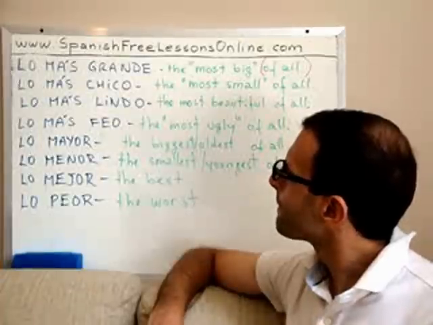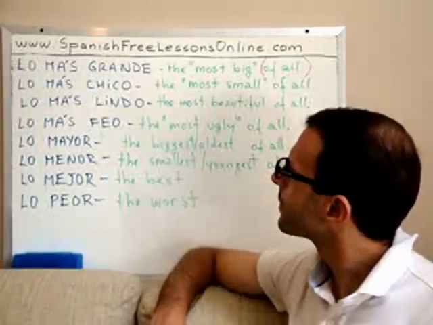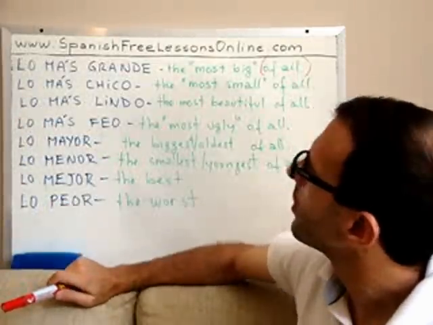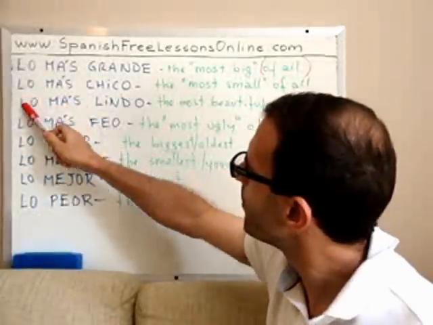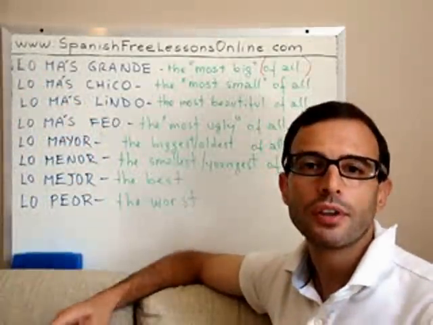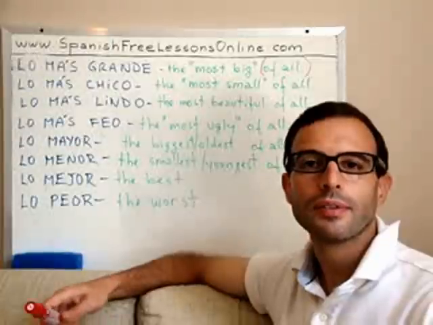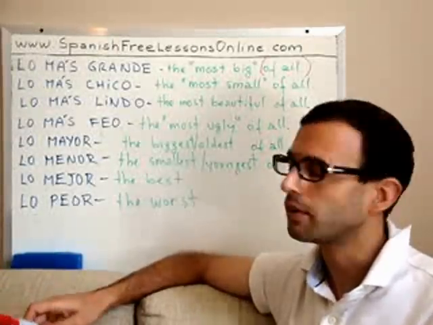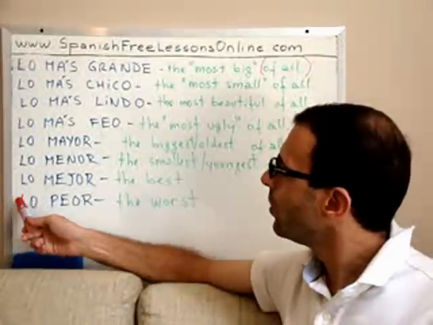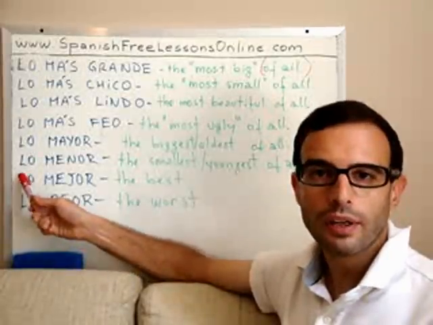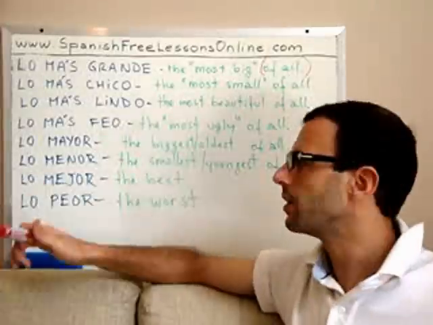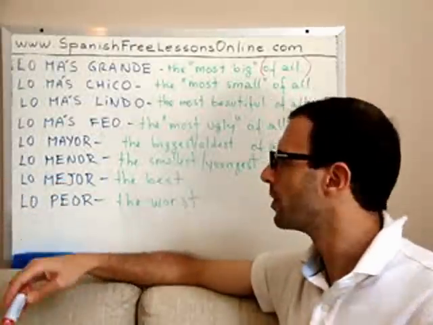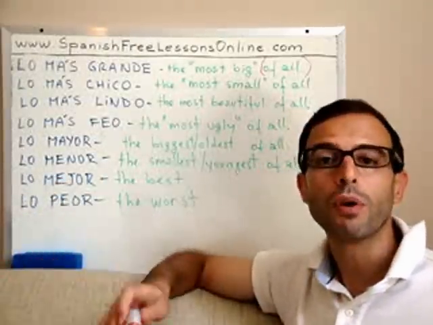And so take a look at this. When we use lo instead of the articles el, la, los, las, right? Instead of the determined articles, lo is abstract, okay? When we are speaking about something abstractly, the concept of the best, the concept of the worst thing of all, or as a concept, the best or the smallest thing.